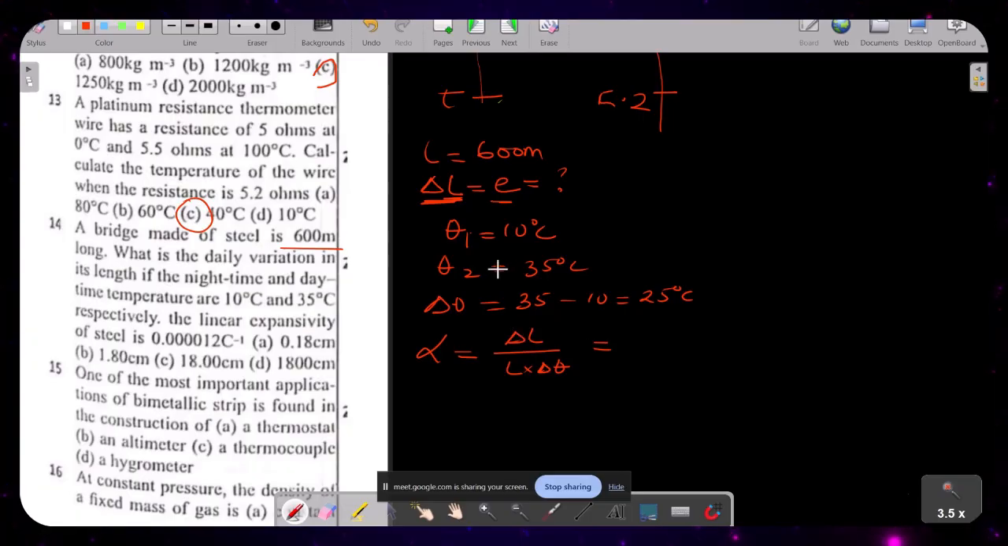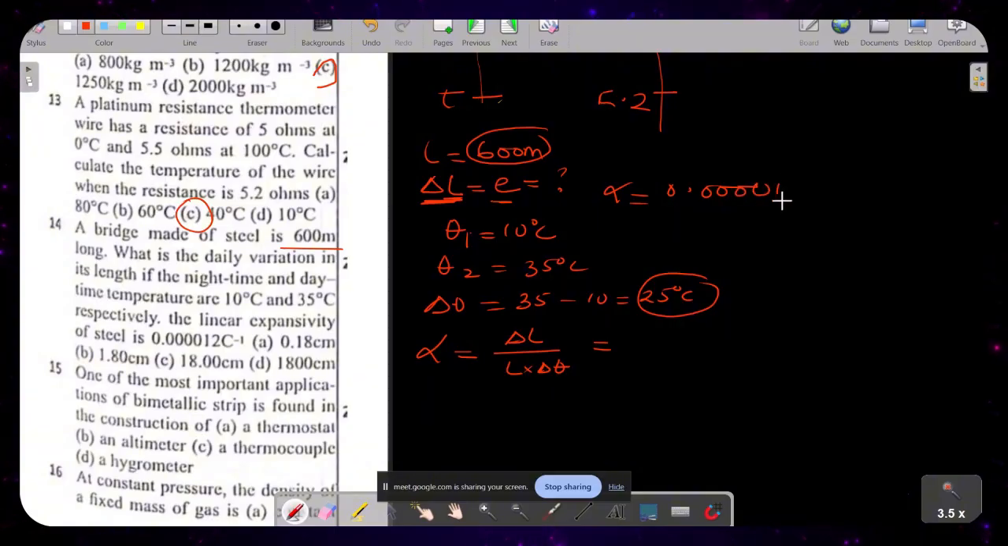So what is our change in length? That is what we are looking for. What is our change in temperature? We have the change in temperature. What is our original length? We have our original length. And what is our linear expansivity? Our linear expansivity for this question is 0.000012. So cross multiply, you will now say our change in length is equal to your linear expansivity times your length times your change in temperature.